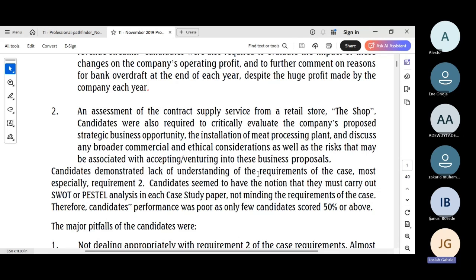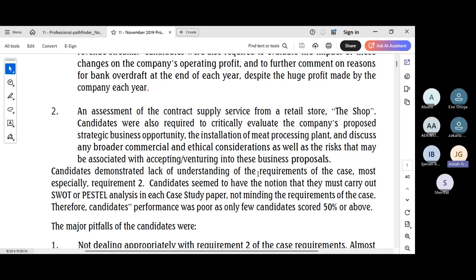Requirement 2, candidates were requested to assess the contract supply service from a retail store called The Shop. Candidates were also required to critically evaluate the company's proposed strategic business opportunity, the installation of a meat processing plant, and discuss any broader commercial and ethical considerations, as well as the risks that may be associated with accepting and venturing into these business proposals.